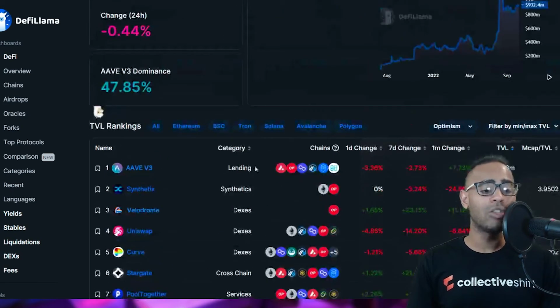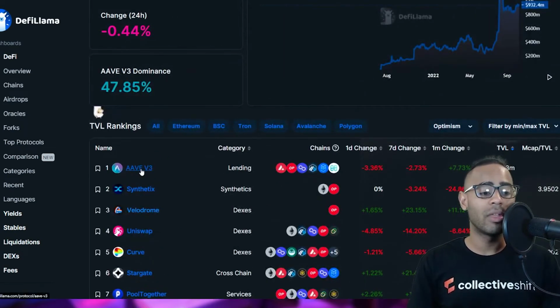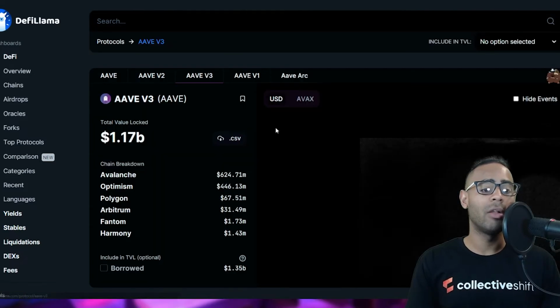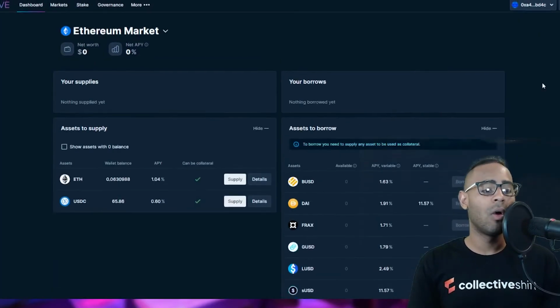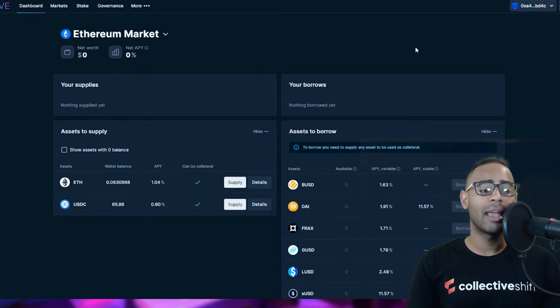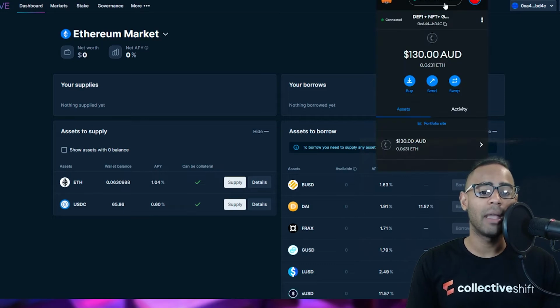Now, let's go ahead and use Aave, the number 1 lending protocol on Optimism at the moment. Let's go to their website and launch it in Optimism so you can see how to lend and borrow in Optimism. Once you have connected, we have to make sure we are actually on Optimism and not on Ethereum mainnet.